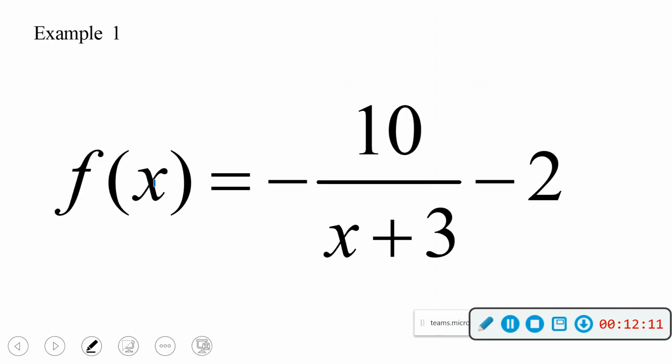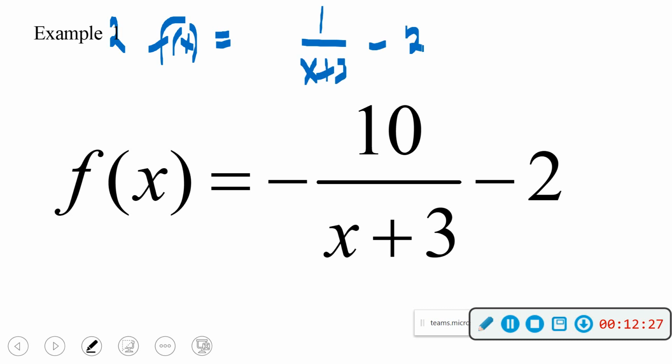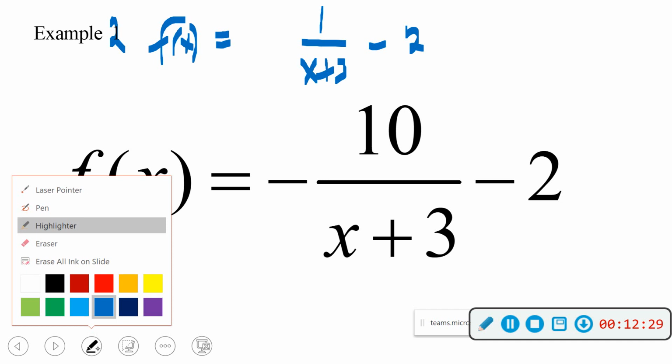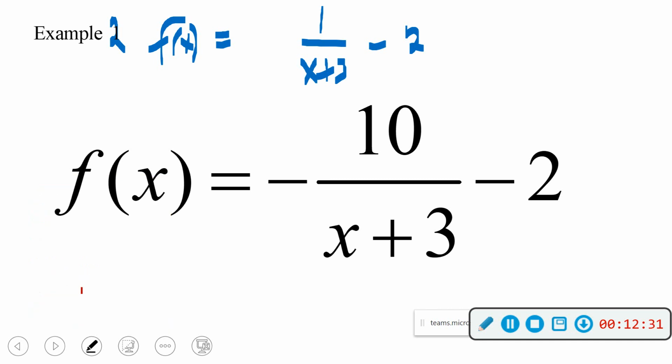Okay, we're going on to a new function. This should have said example 2. My apologies, this should say example 2. Now example 1 looked like this. It was f of x equals 1 over x plus 3 minus 2. So what have we changed? We've said, hey, let's change this 1 into a 10, and let's change it from positive to negative.